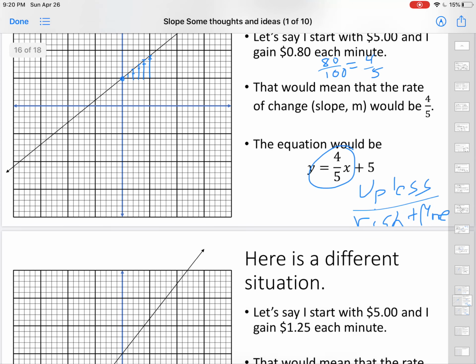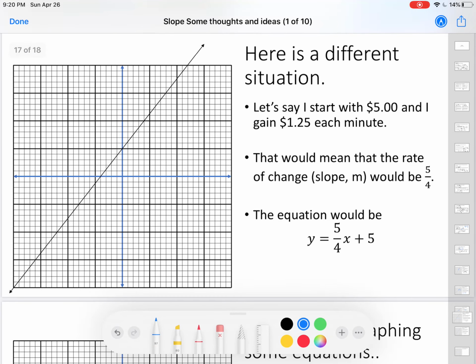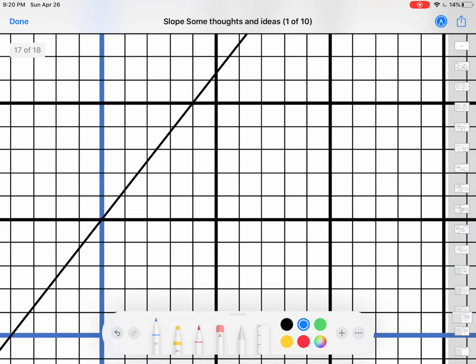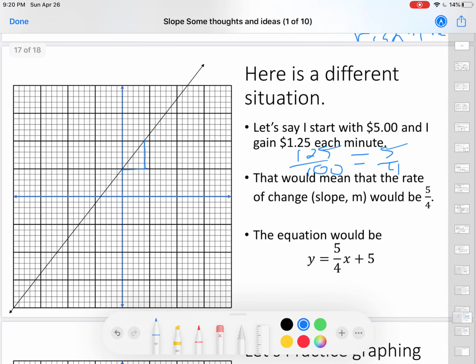Okay. Here's a different situation. I start with $5 and I gain $1.25 each minute. $1.25 comes out to 5/4. That's an easy arithmetic. 125 over 100 simplifies to 5/4. Divide them each by 25. This time $1.25 is more than $1. So it has to go up more than it goes to the right. More. 5/4 is more than 1. It has to go up more. Therefore, you go up 5, right 4.